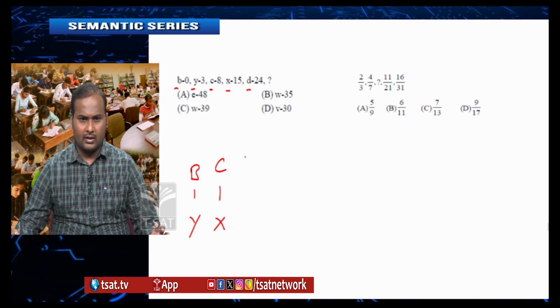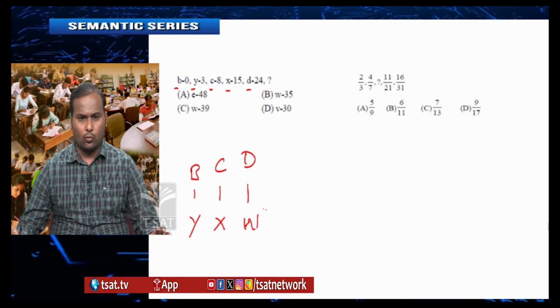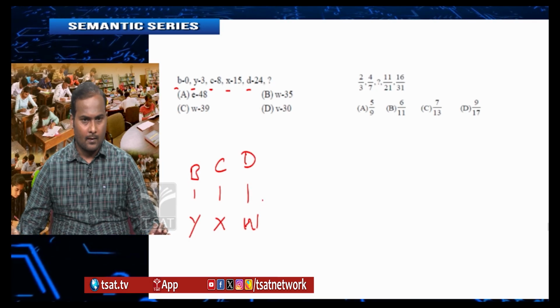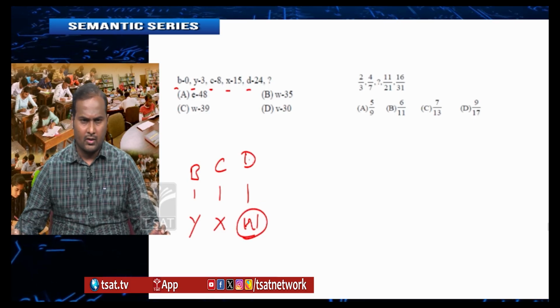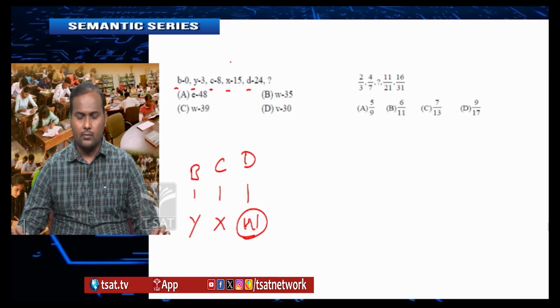Now if you are having D, so D opposite will be W. So you got one particular series regarding alphabets. So that is W. So in the options you have W. Now we will find out with respect to numbers.